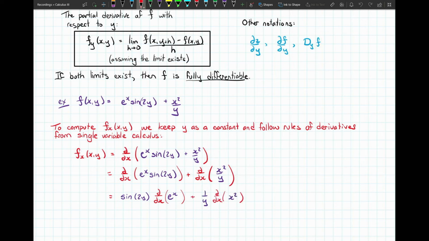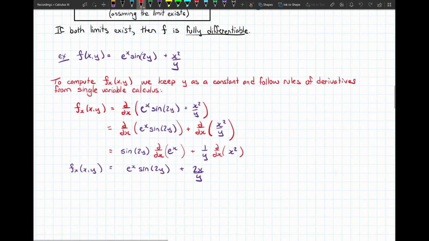And it's at this point in time that we can finally just apply our power rule and exponential rule from single variable calculus. The derivative of e to the x with respect to x is e to the x, and the derivative of x squared with respect to x is 2x. And I'll just write this usually with exponentials in front of trigonometric functions since it's a little bit more convenient to read that way.